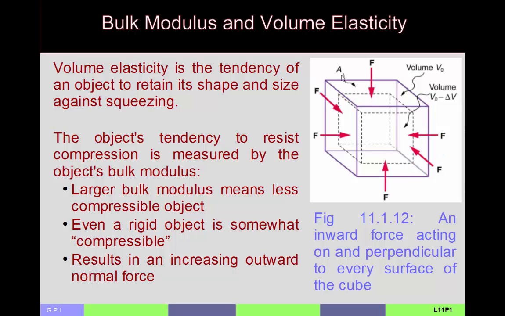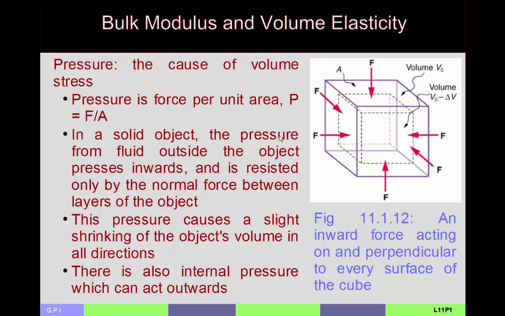You'll notice that there's actually six faces and six force arrows to this diagram. So this force arrow is perpendicular to this side face. This one is perpendicular to the bottom face. This one's perpendicular to the face in front. This one's perpendicular to the right side. This one's perpendicular to the top. This one's perpendicular to the back. So these forces are all pushing inwards against this object and sort of squeezing it.